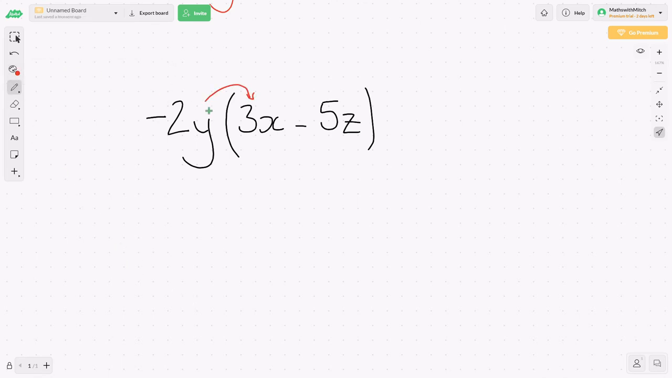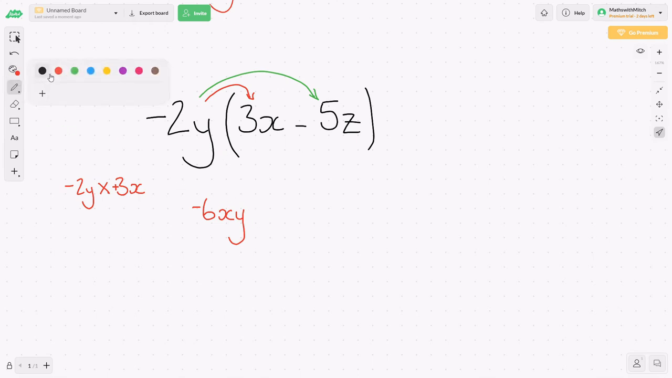So let's follow the same process. We're going to do that times that, and that times that. So firstly, we have negative 2y times a positive 3x. If you take the coefficients first, you can look at minus 2 times positive 3, which is going to give us a minus 6. And then we've got a y times an x, so we can say xy.